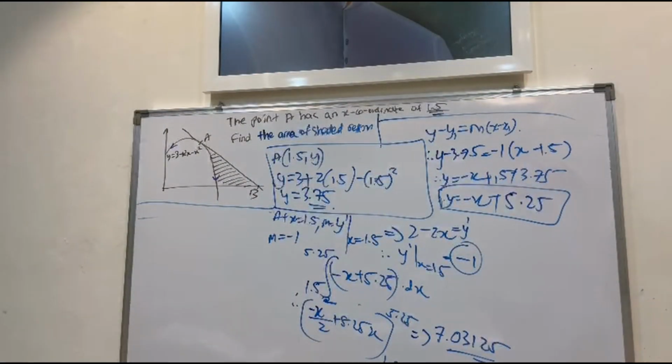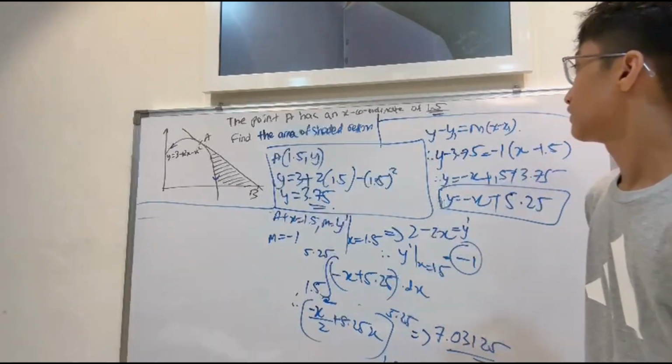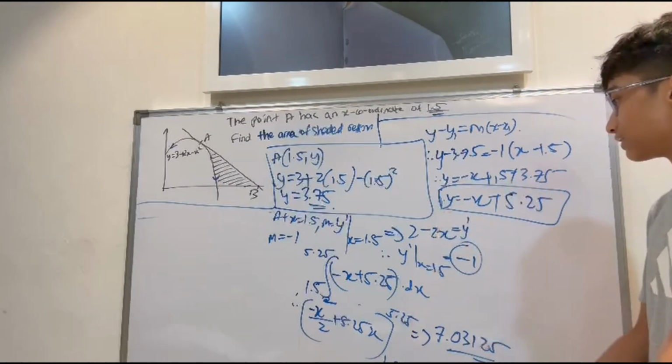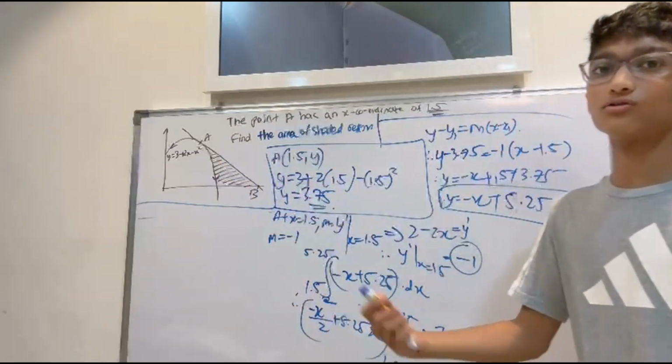So you can write this down, or if you've managed to solve it, then that's very good. You can write all this down, and I'll be erasing this so that we can find the area under the curve at those limits.